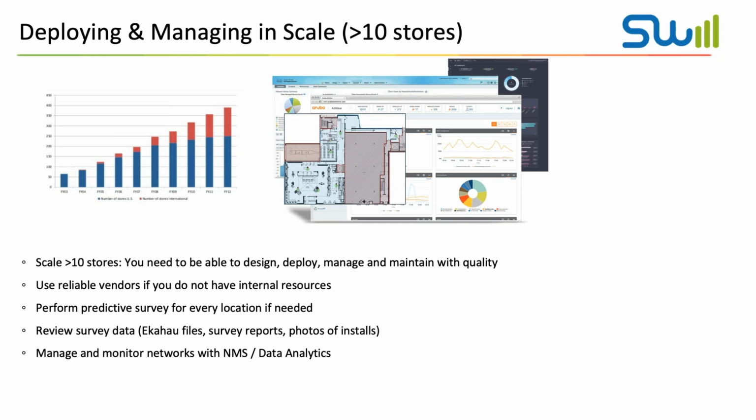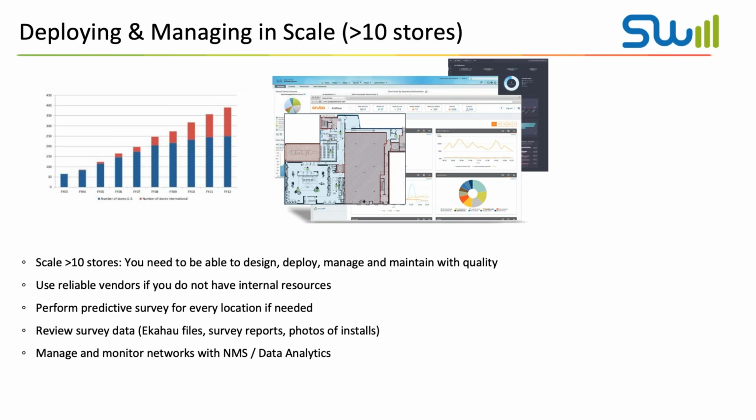And then always continually manage and monitor your networks with your NMS and data analytics, so you can see where there are gaps or performance issues, maybe because something got changed in the store physically, they moved a ton of stuff around, or something in the environment changed. You want to be able to baseline that and use some kind of data tool to give you that information, and then you can send someone out to do another survey to see what's different, using Ekahau as well as a visual inspection.